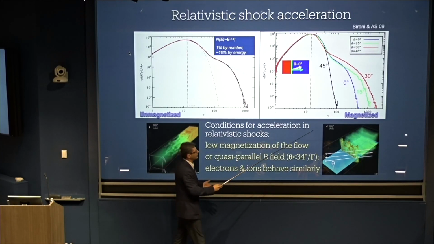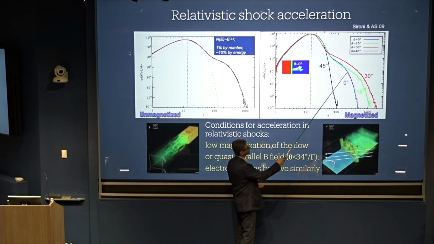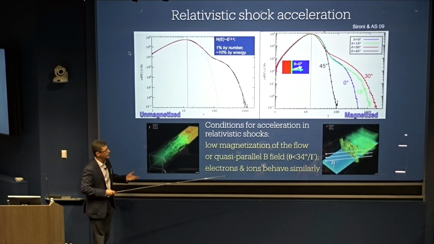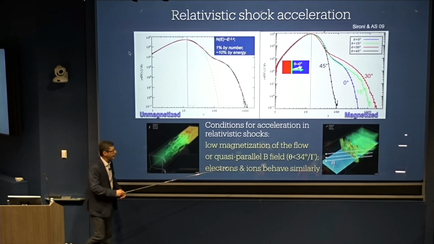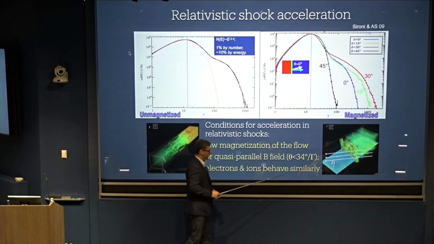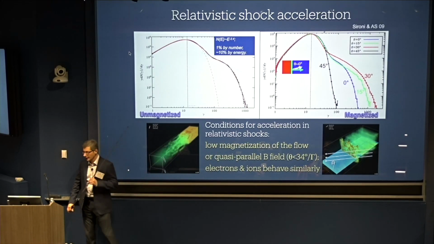When you add magnetic fields, things can become stuck. So this is 0 degrees, 30 degrees, and then boom, at 45, you're no longer accelerating. What's happening here is that in this case, the particles can't outrun a relativistic shock. Even if they move at the speed of light along some inclined field, they won't be able to outrun a relativistic shock.